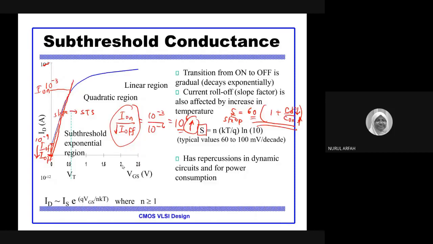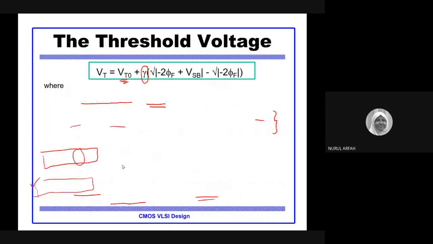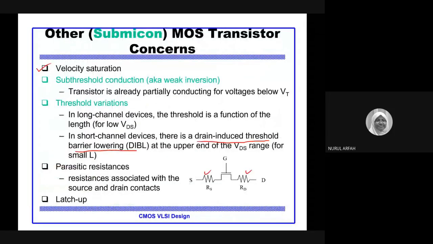For the threshold variation, do they put it here? Yeah, the third one. This is the second, done.